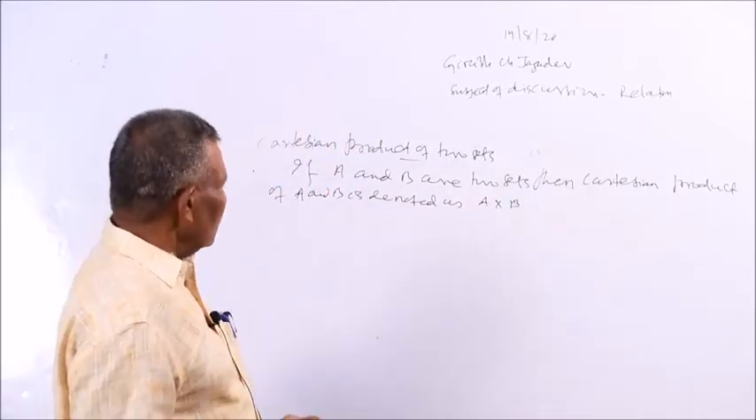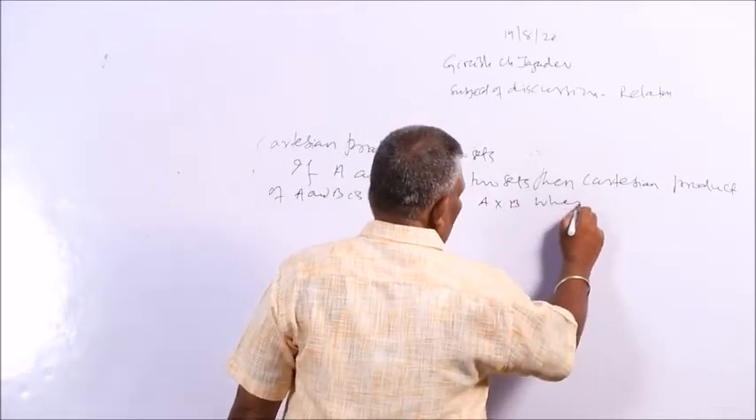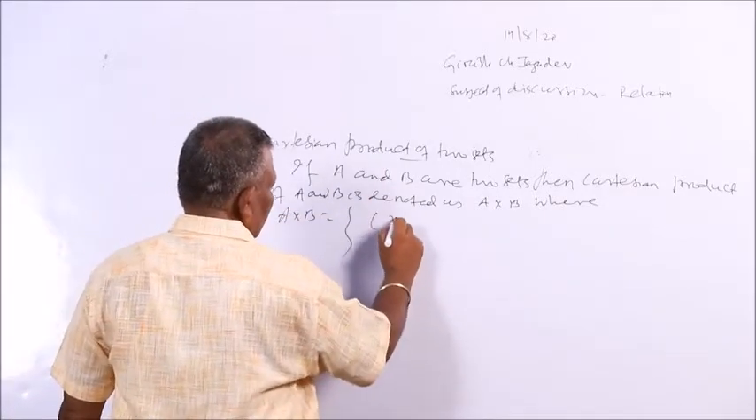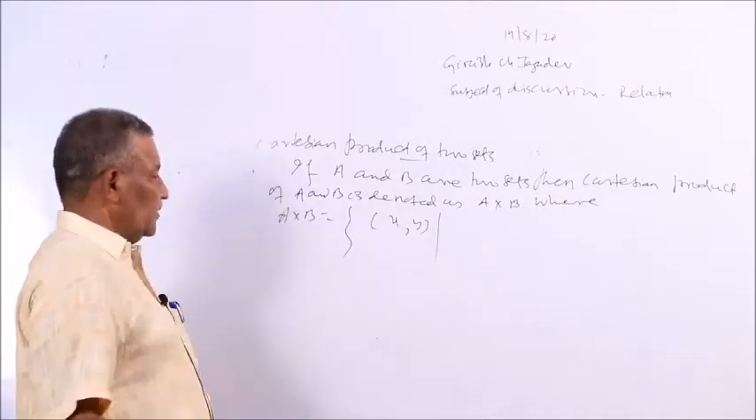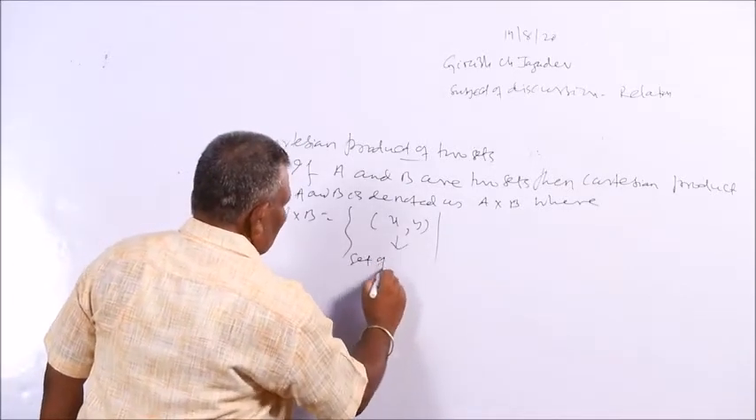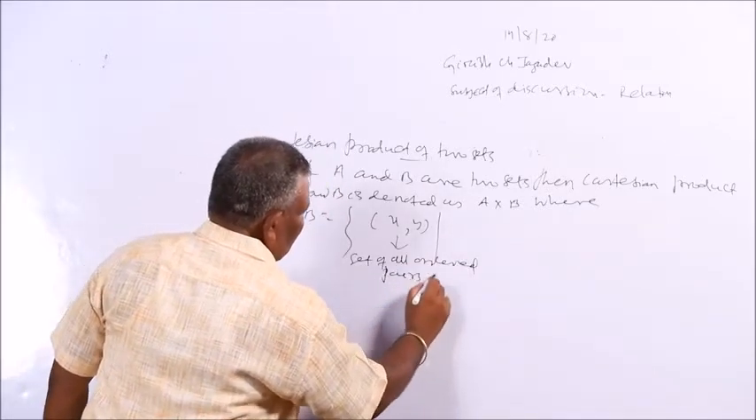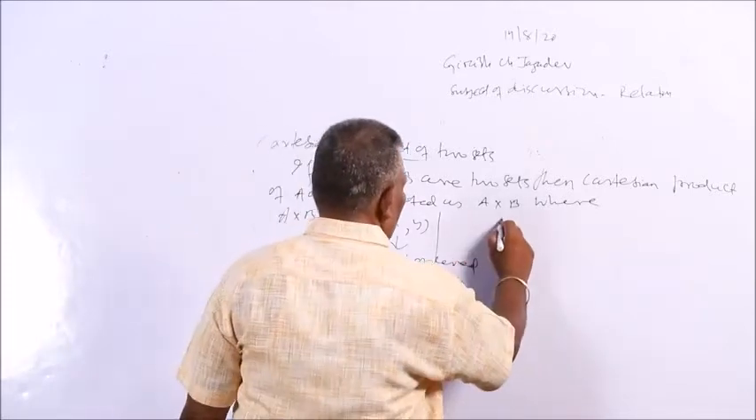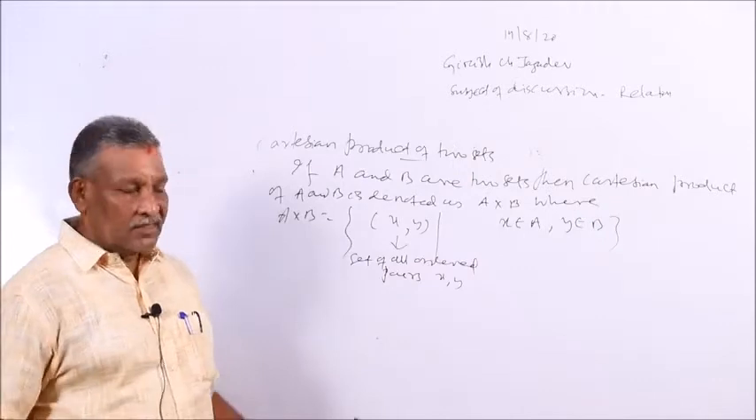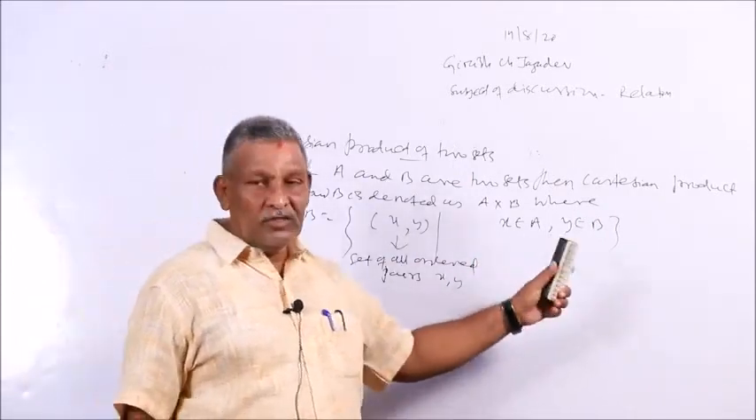It is also called cross product of two sets, where A cross B is, this is read as the set of all ordered pairs xy such that x belongs to A, y belongs to B. That is, the first element of the ordered pair belongs to the first set A and the second element of the ordered pair belongs to the second set B.